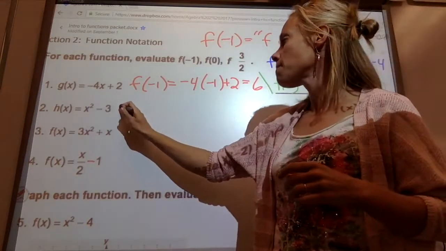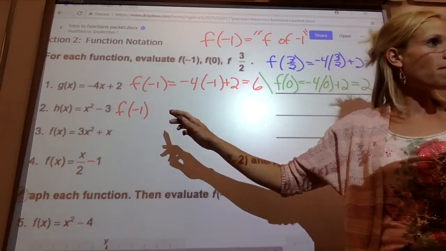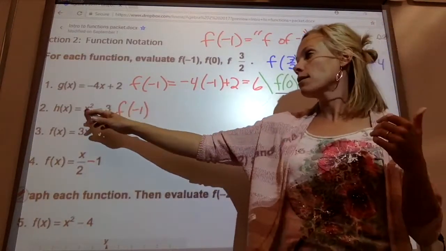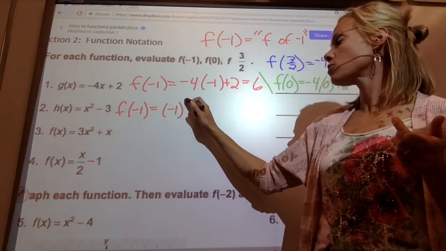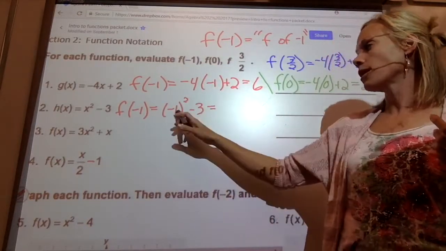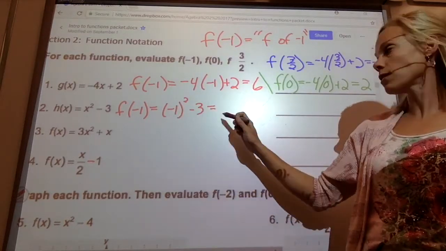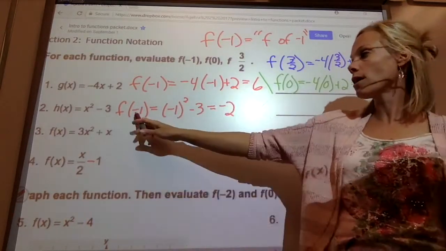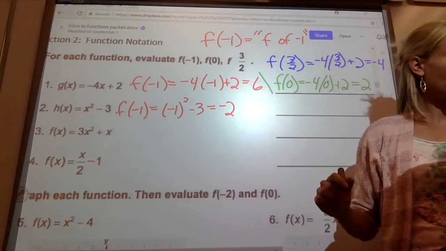Okay, so this one, again, I'm going to do f of -1. What does f of -1 mean? Sub the -1 in for x and solve it. So -1 squared minus 3. -1 squared is a +1. 1 minus 3 is a -2. So I know f of -1 is -2. I got one of them done. I got 2 more still.